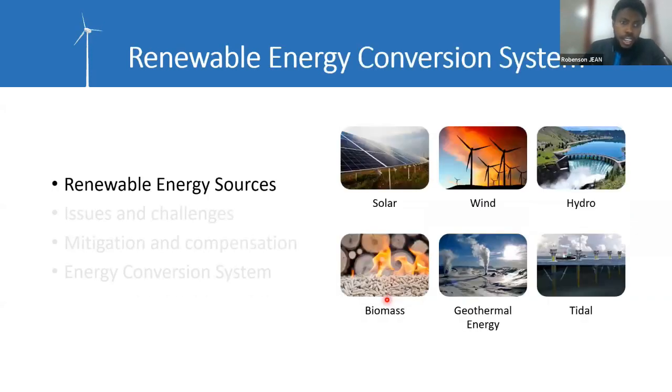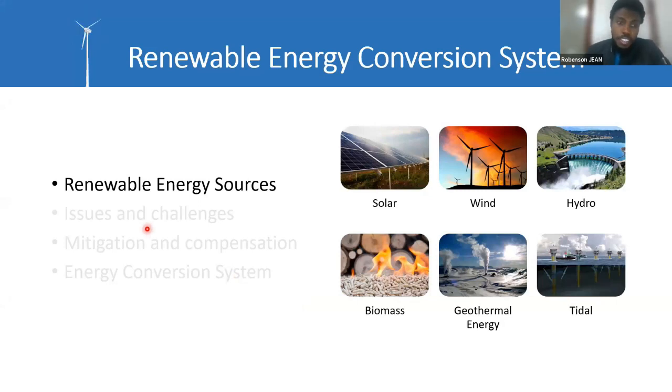Now let us talk about renewable energy sources. As renewable energy sources, we all know that it is about solar, wind, hydroelectric, biomass, geothermal energy, tidal energy. All of those are renewable energy sources. But to be able to take advantage of those renewable energy sources, we have to design energy conversion systems, and also we have to take into account the issues and challenges that are related to these renewable energy sources.